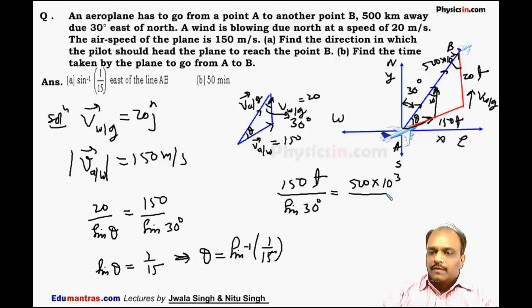is equal to 500 into 10 to the power 3 divided by sine of this angle, and we know this angle is pi minus theta minus 30 degree. So you can say it is sine theta plus 30 degree. Now we know the value of theta, so solving it we get time which is equal to 50 minute. Note it must be in minute, so in second the answer is different.